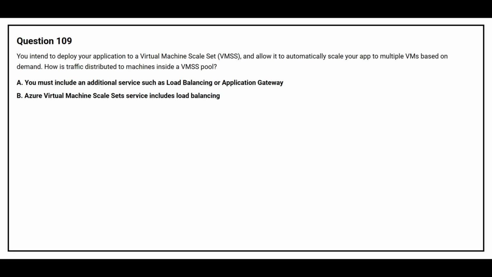Question number 109. You intend to deploy your application to a virtual machine scale set, VMSS, which allows it to automatically scale your app to multiple VMs based on demand. How is traffic distributed to machines inside a VMSS pool? Option A. You must include an additional service such as a load balancer or application gateway. Option B. Azure Virtual Machine Scale Sets service includes load balancing. The correct answer is option B. Azure Virtual Machine Scale Sets service includes load balancing.